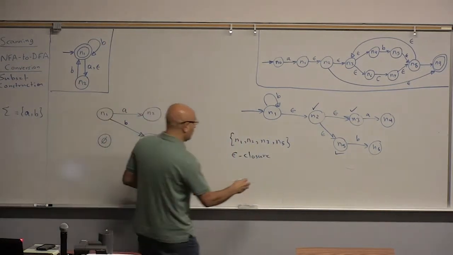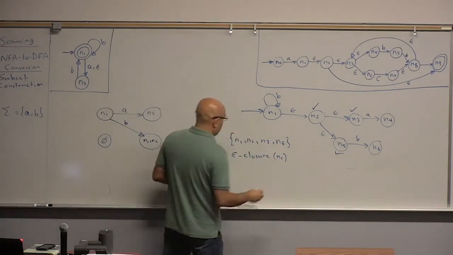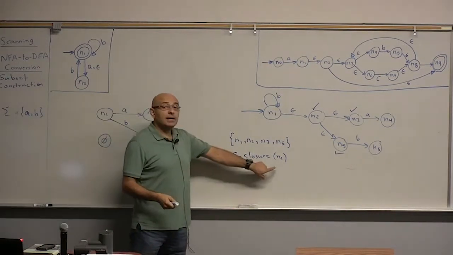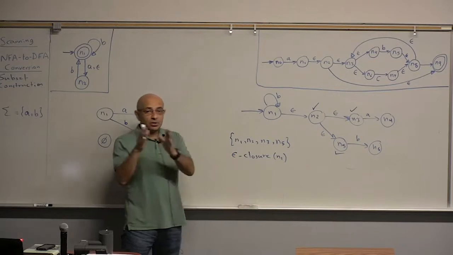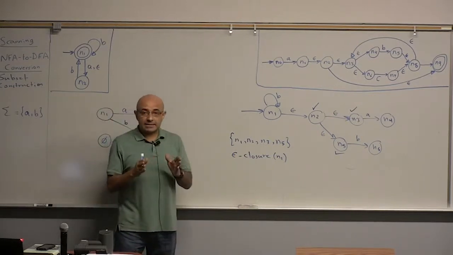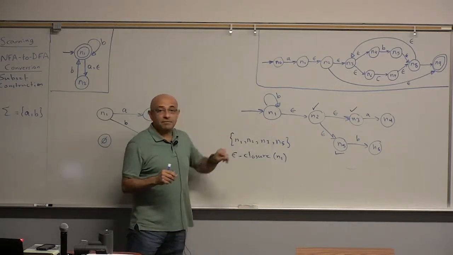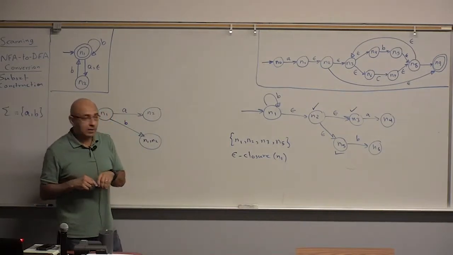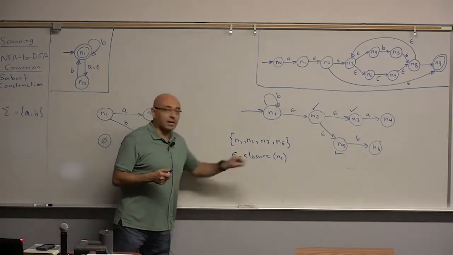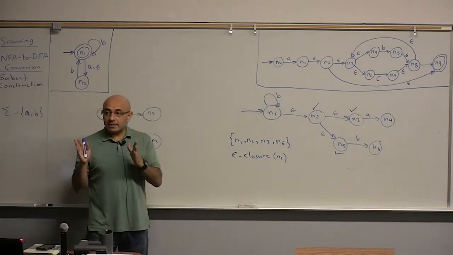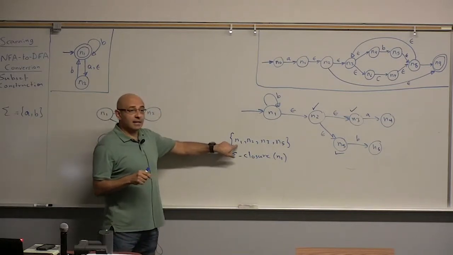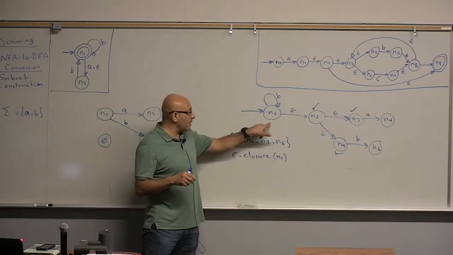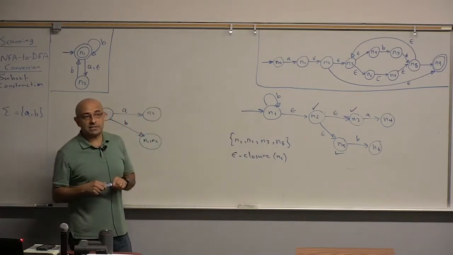This is the epsilon closure of N1. What's the epsilon closure of N1? The epsilon closure of N1 is N1 itself union all the states that you can reach from N1 via epsilon transitions. Okay? So the epsilon closure of N1 is a set that includes N1 itself and all the states that you can reach from N1 via epsilon transitions.